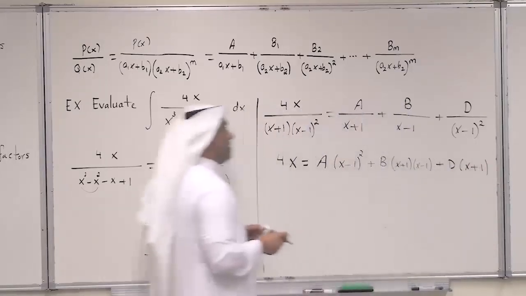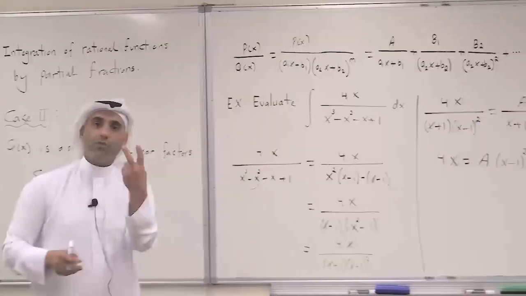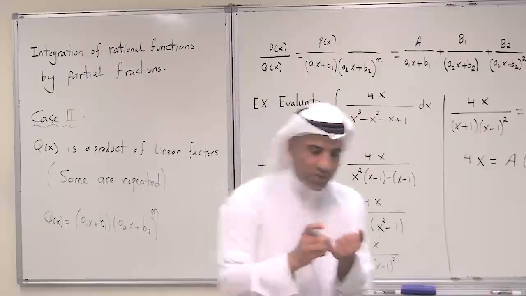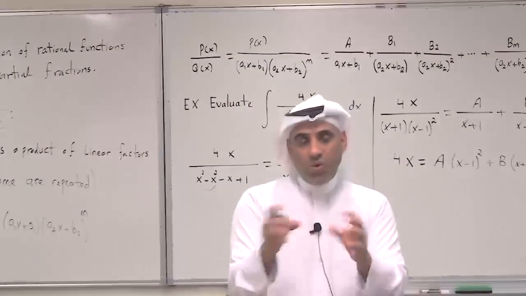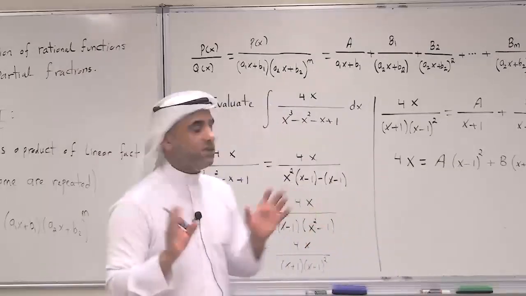Fine. Now, how to get a, b, and d? We said we have two options. Either we substitute some key points, or we compare coefficients of the two sides of the equation.